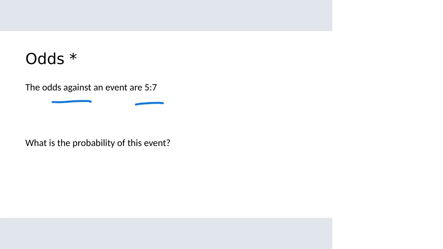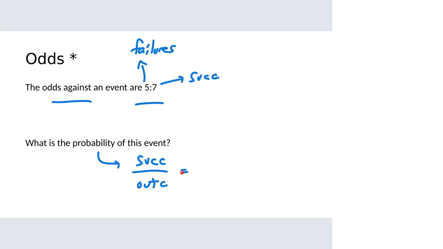All right, let's make sure we're functional again here. 5 is the number of failures, and 7 is the number of successes. So if we're after the probability, what we're after is successes over outcomes. And so, I don't know how many outcomes there are, but I know that there must be 7 successes. So 7 is going to go in my numerator. Now I just need to figure out what goes in the denominator.